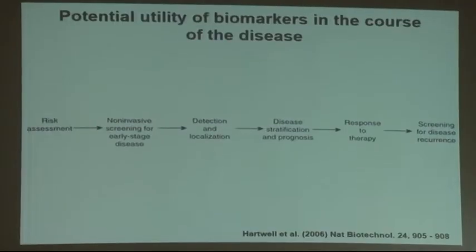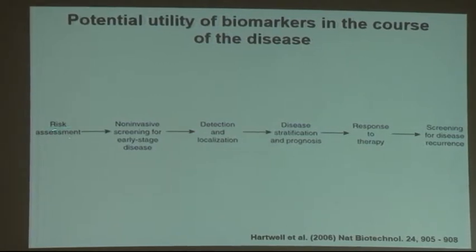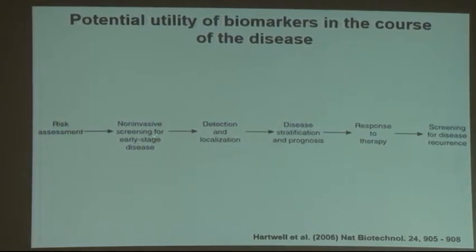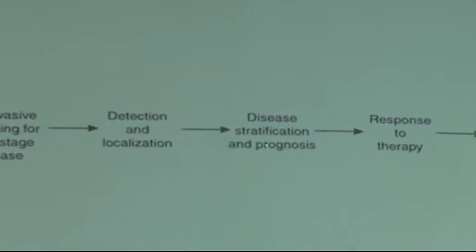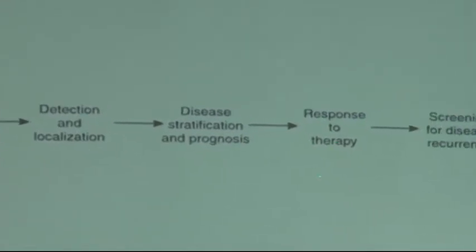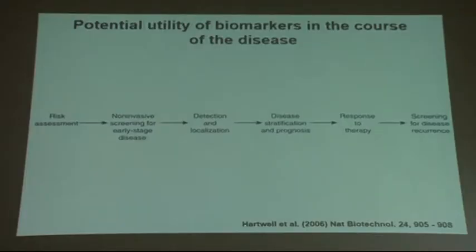And also this data set is a great resource for biomarker discovery. How? Now, if I take any disease, you need markers starting from risk assessment, non-invasive screening of early stage disease, detection and localization of the disease, even for disease stratification and prognosis, and even to monitor response to therapy and screen for recurrence. So you need molecular markers for most of these, and in some of the diseases you already have examples of these. But otherwise, many of these are done by imaging.